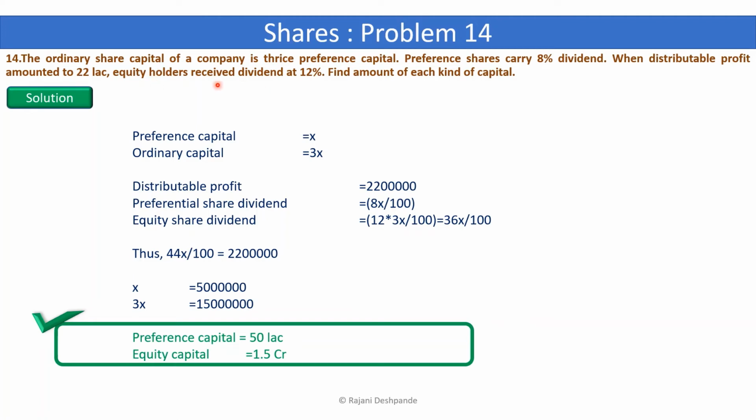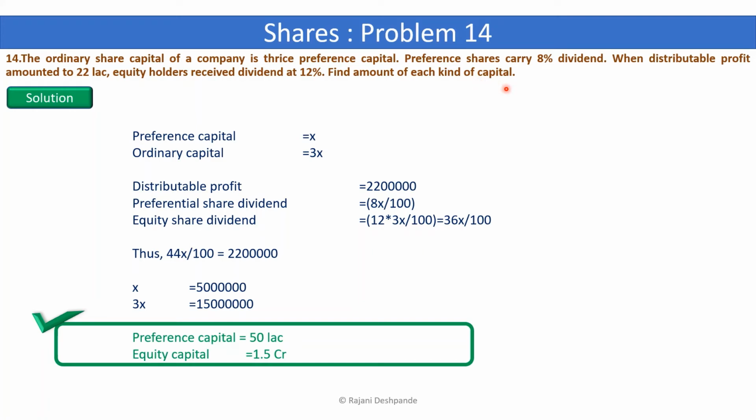Now let us take another kind of example with regard to preference shares. The ordinary share capital of a company is thrice the preference share capital. Preference shares carry 8% dividend. When distributable profit amounted to 22 lakh, equity holders received dividend at 12%. Find the amount of each kind of capital.